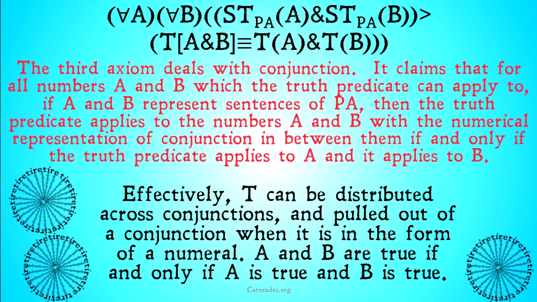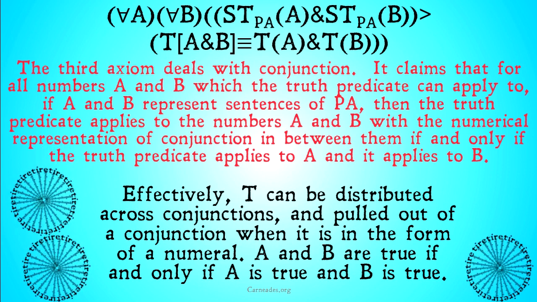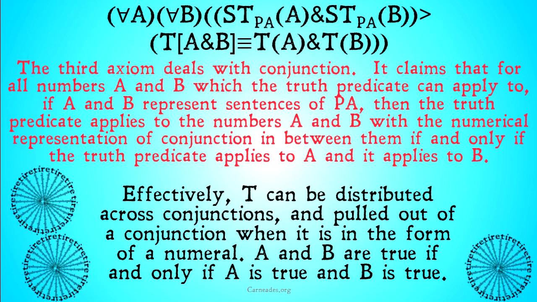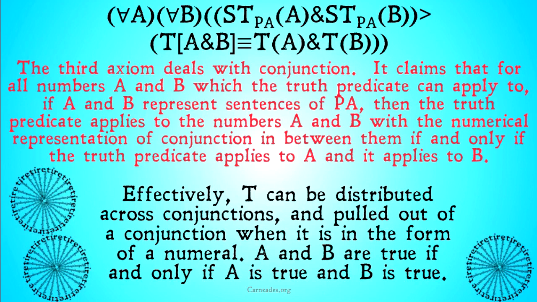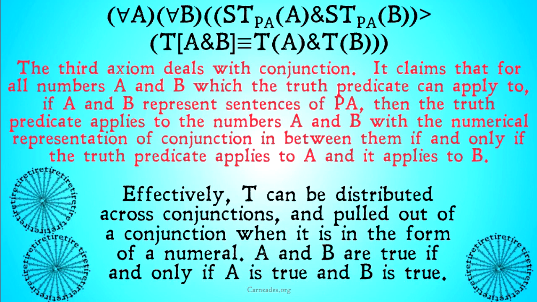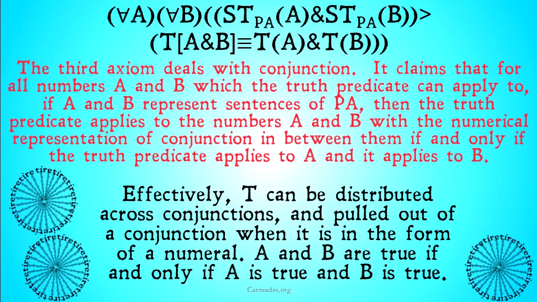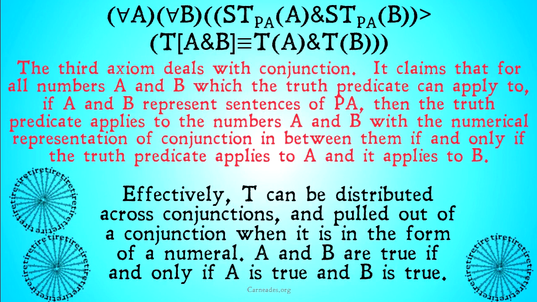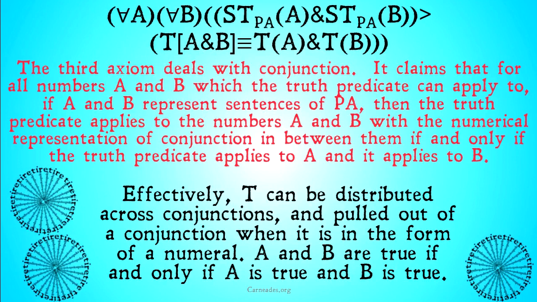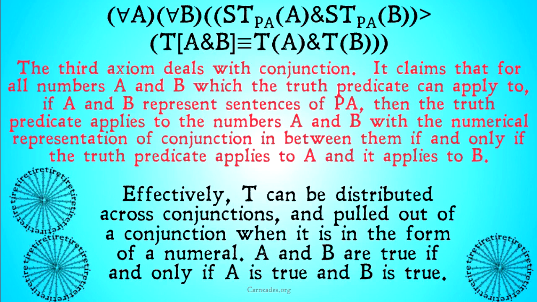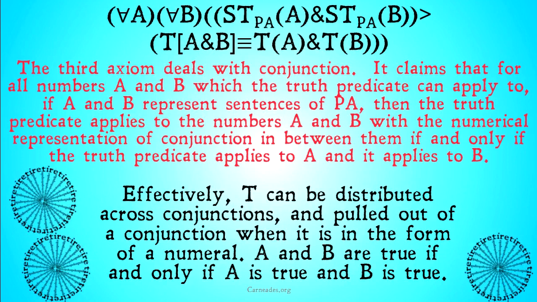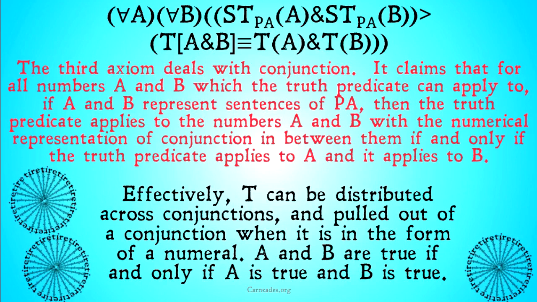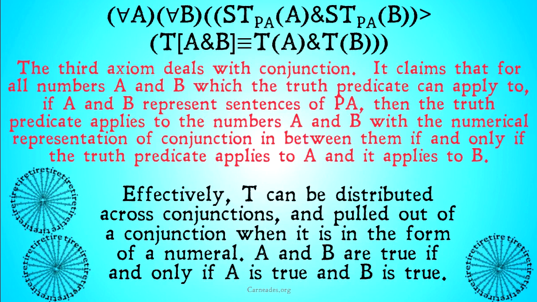Effectively, T can be distributed across conjunction and pulled out from a conjunction when it's in the form of a numeral. A and B are true if and only if A is true and B is true. Once again, the basic idea is really intuitive. The way that it has to be framed to get through all of these kind of problems that arise with the liar's paradox creates a lot more of the confusion.